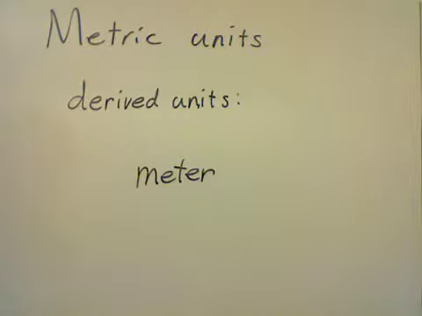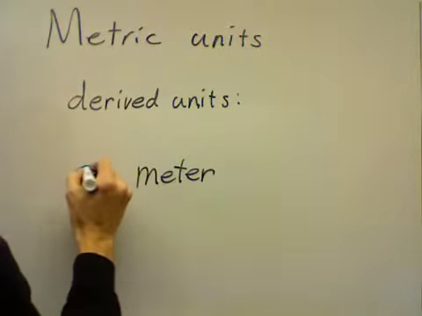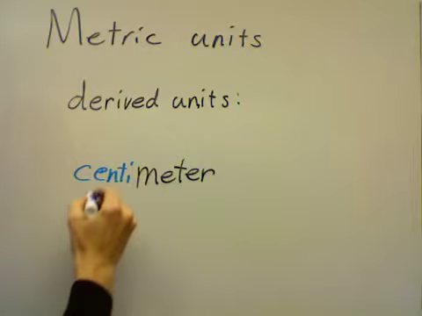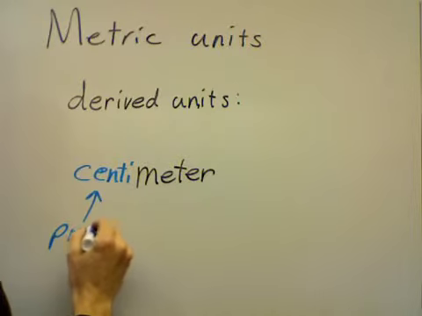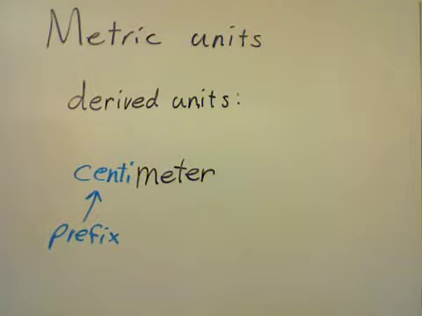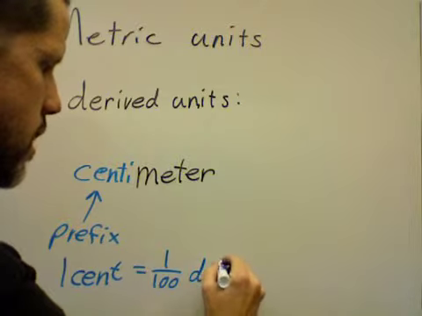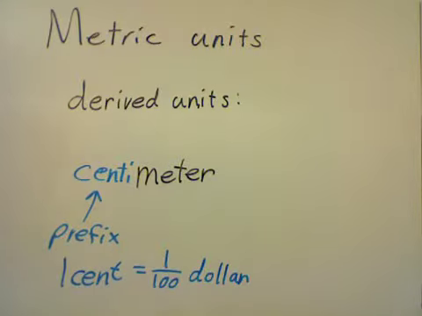So let me take the example of a centimeter. This is a prefix. Okay, now what does centi mean? Well, you might recall that 1 cent in terms of money is equal to 1/100th of a dollar. Well, the word cent is actually a word which means hundredth.